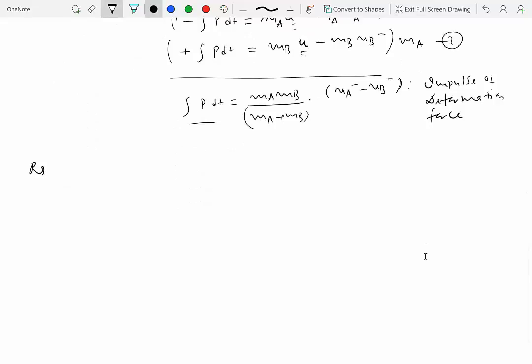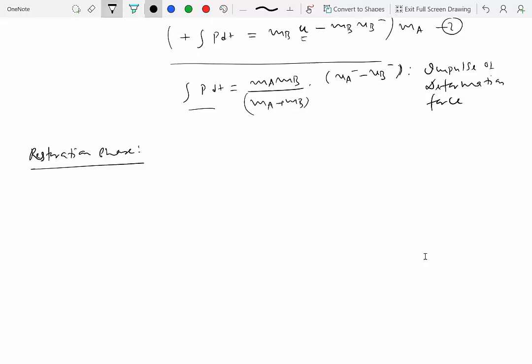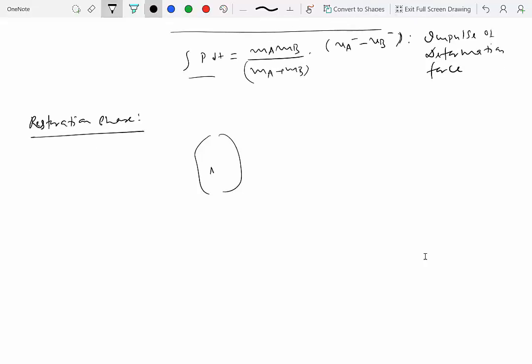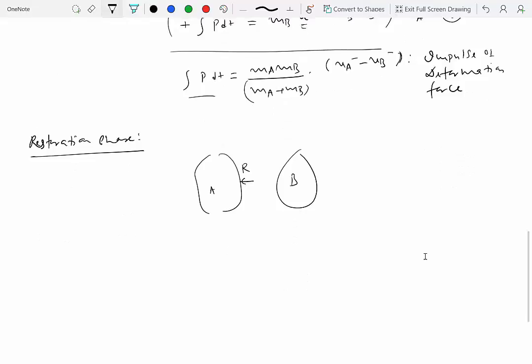So let's see what happens during the restoration phase. So we have particle A, we have particle B, and we have, let's say, a force, we'll call it Q, not R, use P over there, so we call it Q, and the force of restitution is Q, okay? In general, the force of restoration is going to be less than the force of deformation, okay?